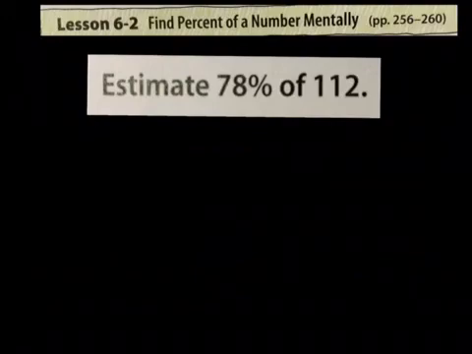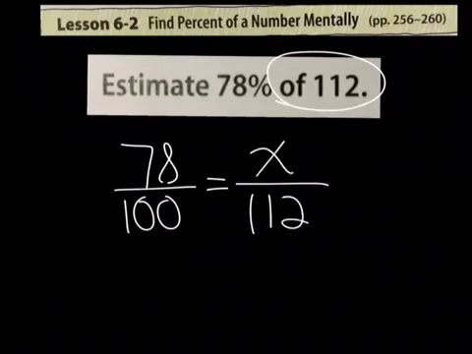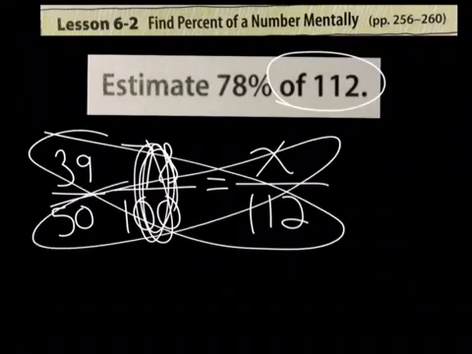I'm sure you already figured out that you could also do cross product, where you write your 78%, 78 per 100, out of 112. And there you go. You could do it like this, right? If you really wanted to do cross product, simplify this. You know this is divisible by 2 and this is divisible by 2. So go ahead and simplify. This would be 39, right, over 50. And instead of cross multiplying with this number, you cross multiply with this number.